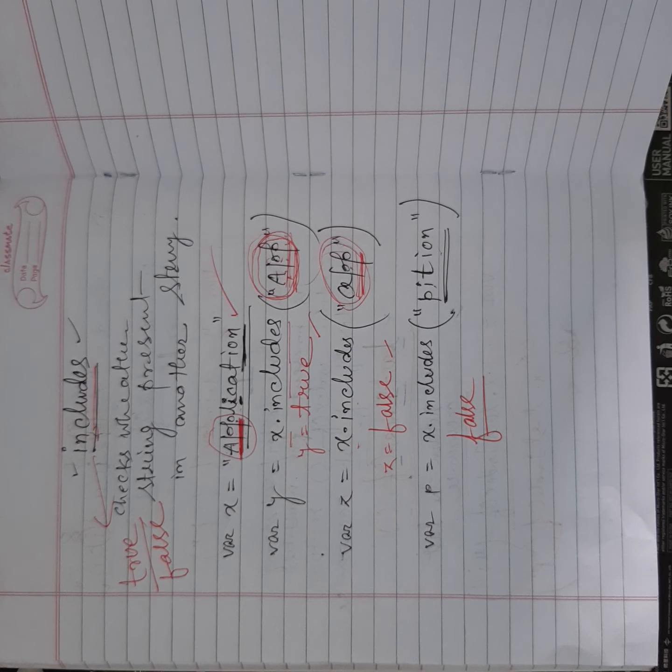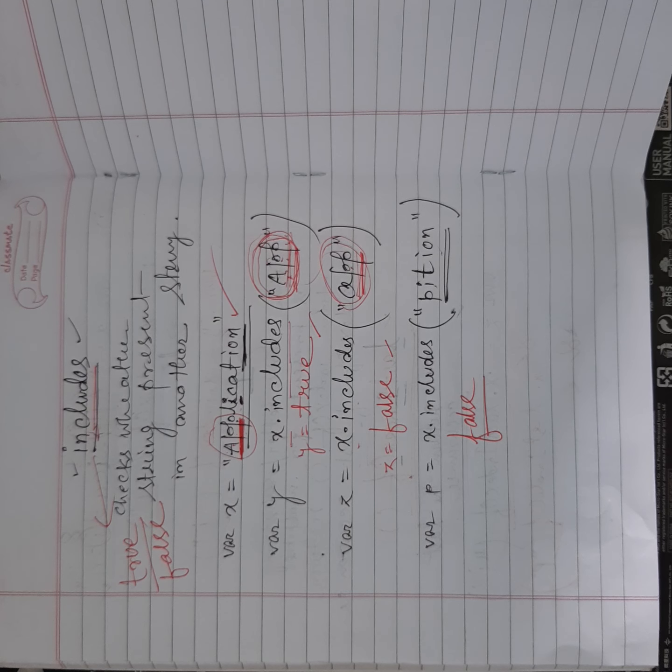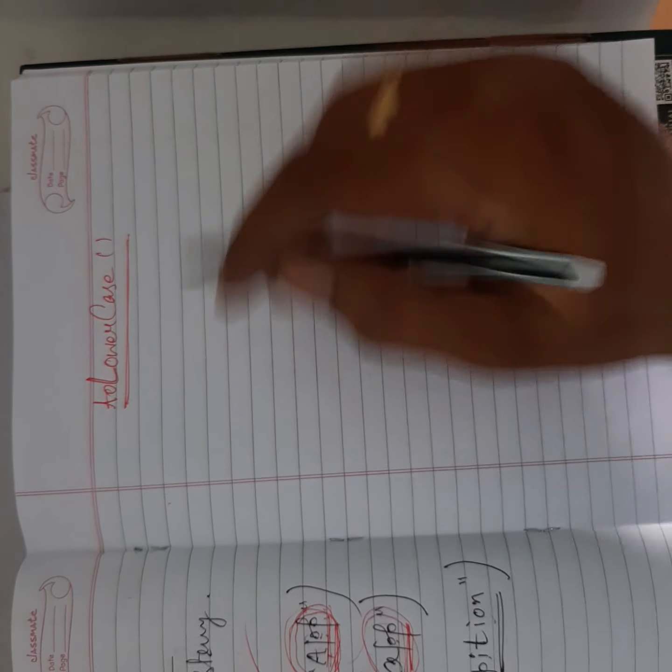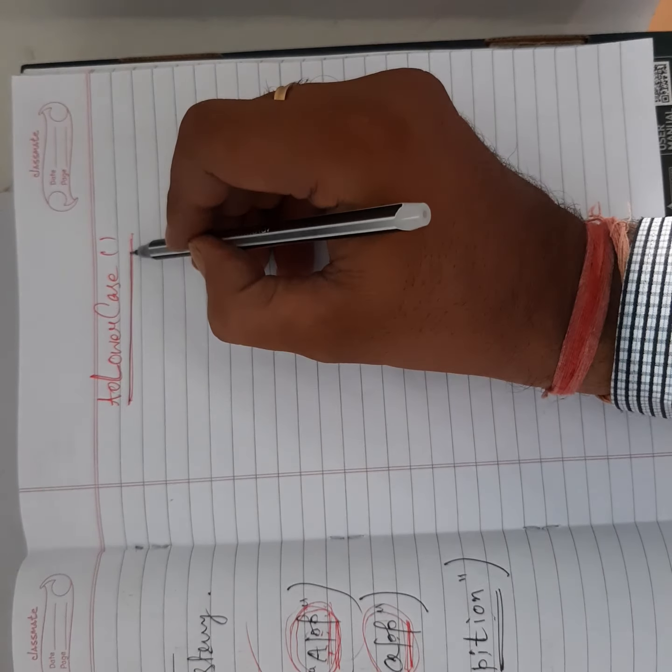The exact thing is present on the string or not. So this is the fact about includes, indexOf and lastIndexOf. The next method that we will discuss is toLowerCase.